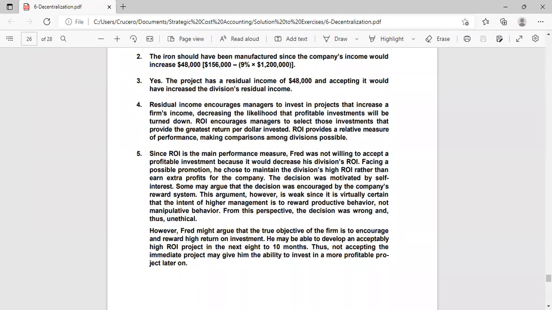So that ends our discussion of decentralization, chapter 6.